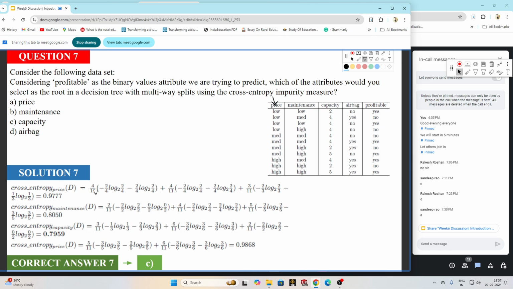So our cross entropy will be minus 2 by 4 log base 2 of 2 by 4, minus 2 by 4 log base 2 of 2 by 4, and as we have 4 low examples, that is why 4 by 11. So this is about low. Similarly, we can calculate this for medium.